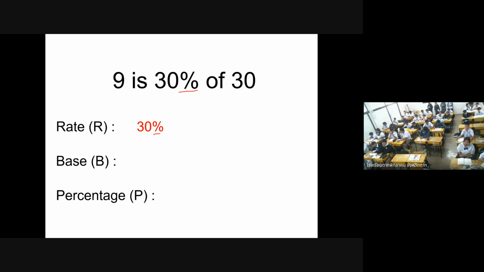Now, what is the base? Which is the base? 30. Okay, very good. Again, everyone, base is 30. Look at the word of. The number right after the word of will always be the base. Again, anything that has percent will be the rate. After the word of, that given number is always the base. And of course, the percentage is 9.